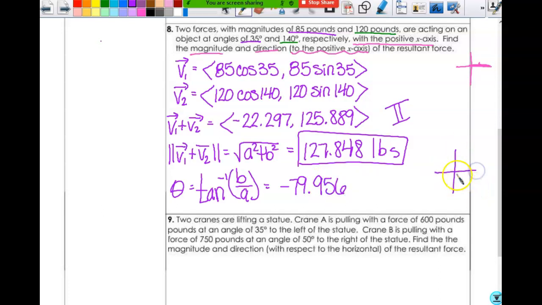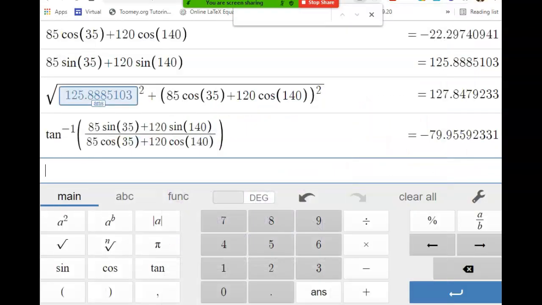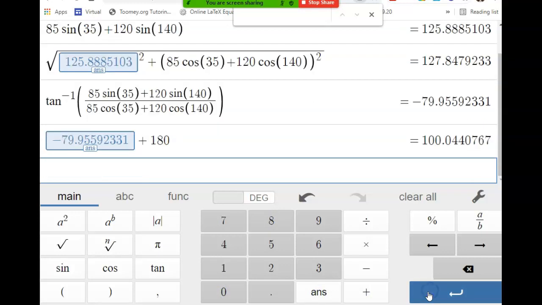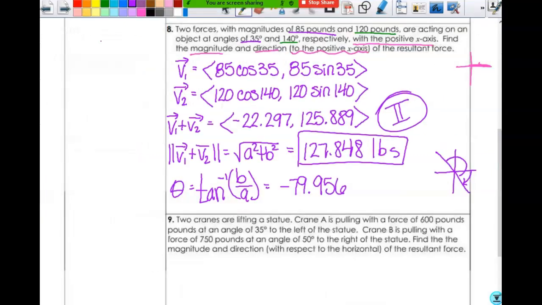That puts me in the fourth quadrant down here. I don't want to be in the fourth quadrant. I want to be in the second quadrant. So I want to be over here. What do I add? 180. So back in my calculator, I'm going to take that answer and add 180. And I get 100.044. So theta is 100.044.